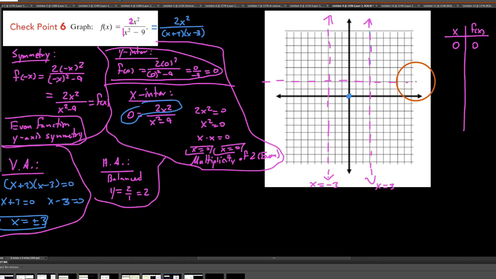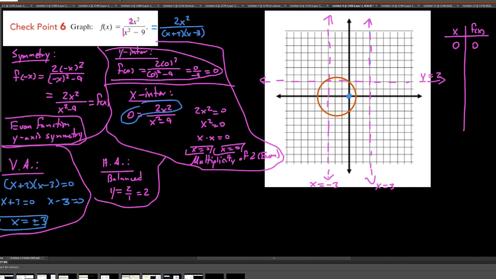Not the x-axis, but at y equals 2. We want to label this y equals 2. So as far as graphing the rest of this is concerned, we're going to go out to the left and right of each 0 by 1 unit, and 1 unit to the left and right of each vertical asymptote.